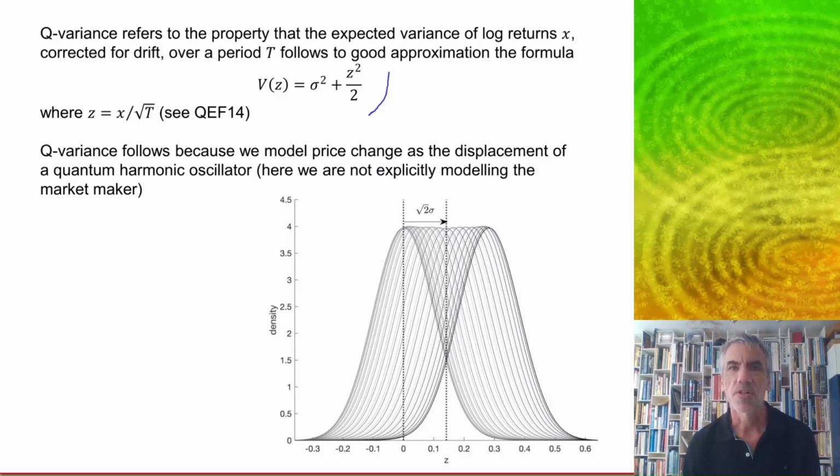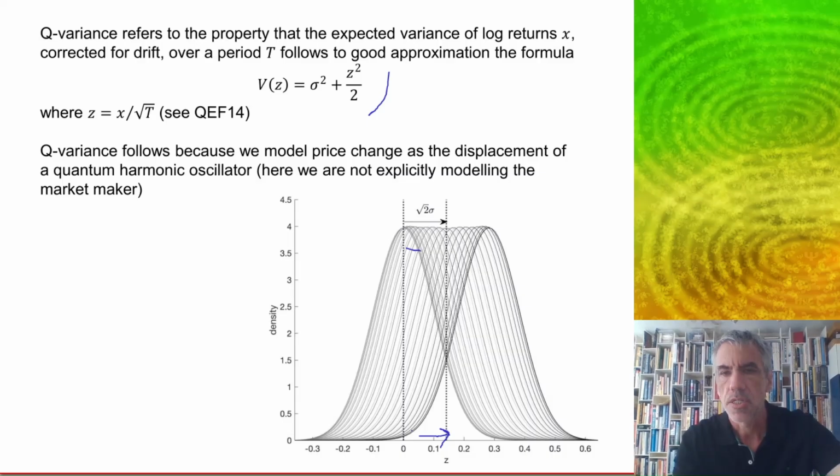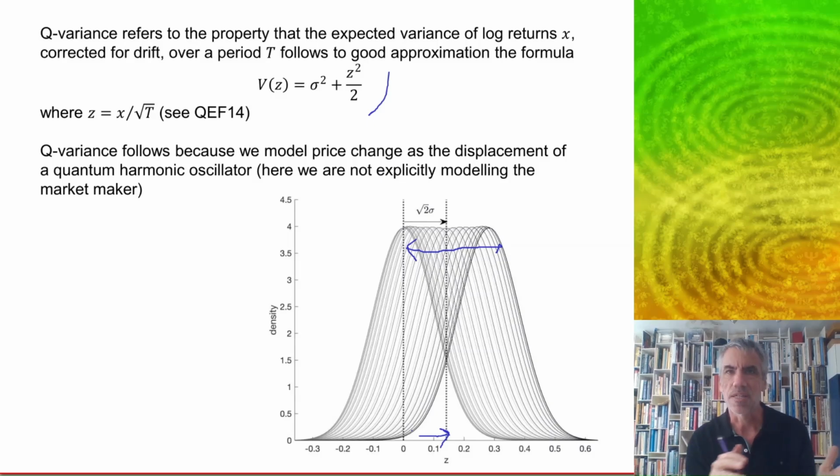And Q-variance again follows because we're modeling price changes as the displacement of a quantum harmonic oscillator. So now we're not going to explicitly model the market maker, we're just looking at this quantum oscillator as describing the price distribution. And if we perturb the center of the oscillator by some amount, here it is 0.14, then it's going to enter an oscillation, a coherent state where it just oscillates from side to side like this, and the total variance is given by the Q-variance formula. So that's where it's coming from.